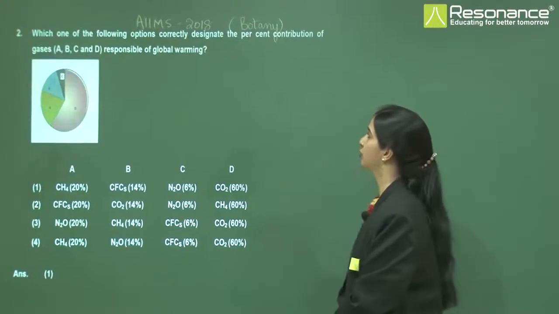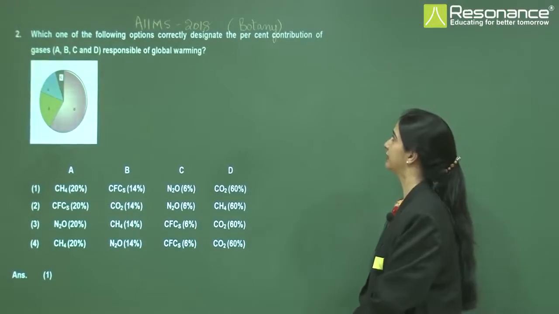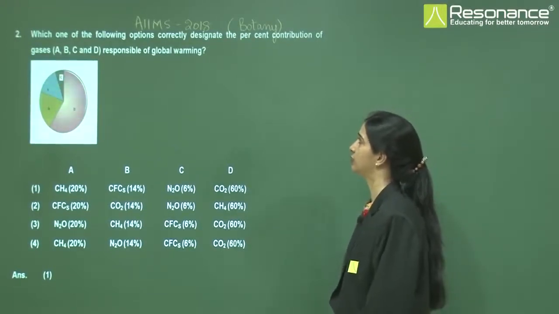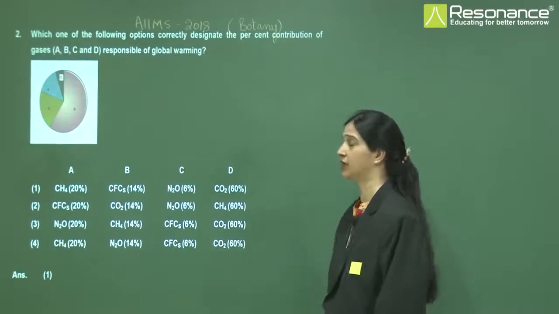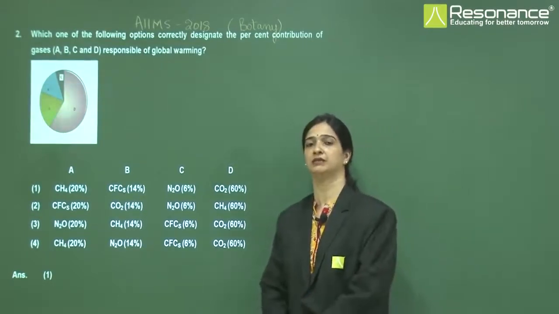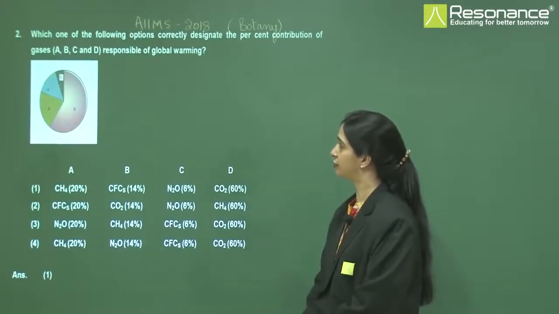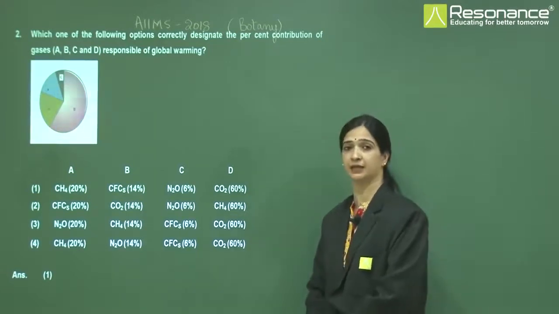Question number second, which one of the following options correctly designates the percent contribution of gases A, B, C and D responsible for global warming? So basically global warming is the result of the greenhouse gases. Different greenhouse gases have been mentioned here and their contribution has been mentioned.